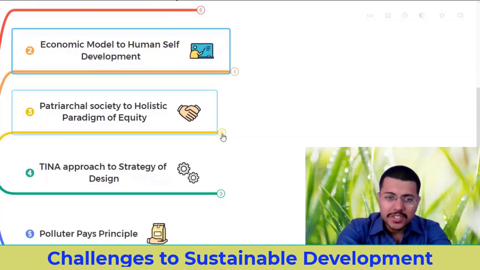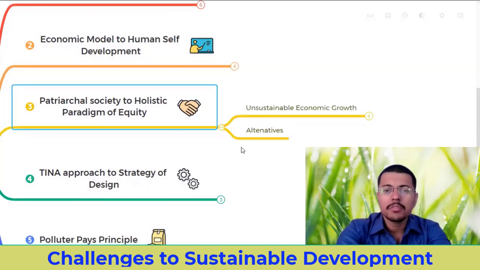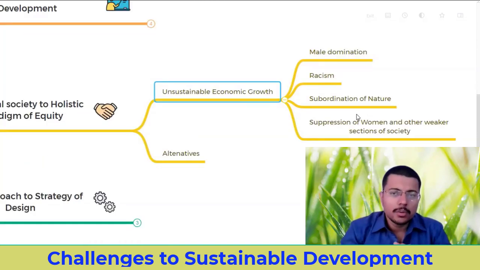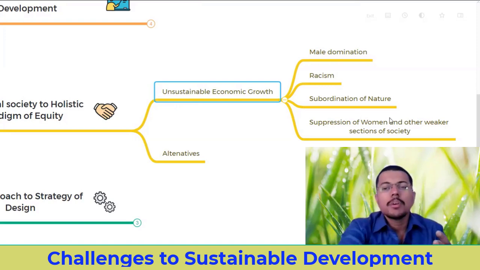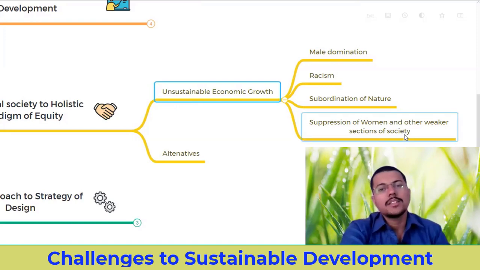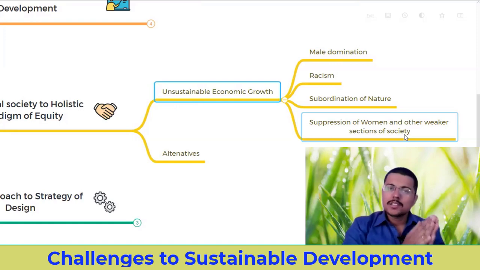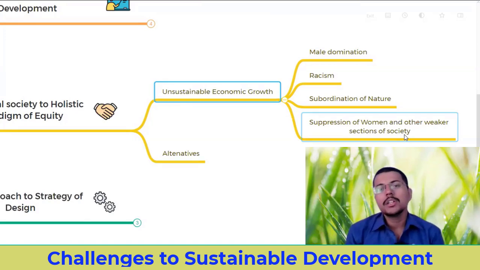Then the third is patriarchal society to a holistic paradigm of equity, as unsustainable economic growth. If you analyze this, you will find some inequalities in it. First is male domination, racism, subordination of nature, no consideration for the nature or environment, suppression of women and other weaker sections of society. These are unsustainable ways where you do not appreciate the rights of the other people or the weaker people.